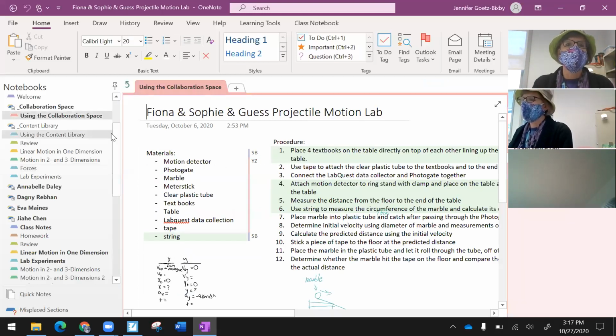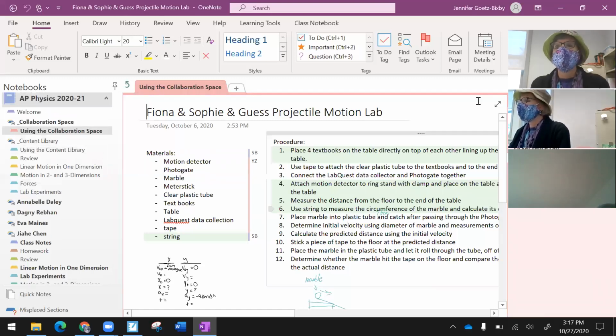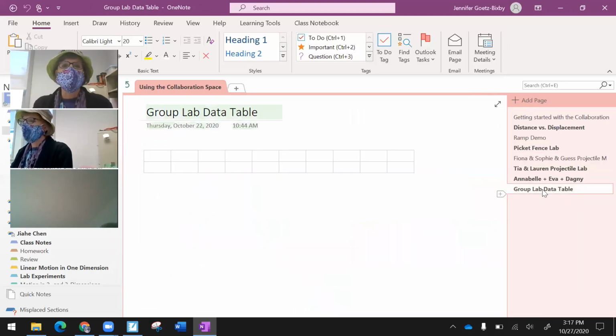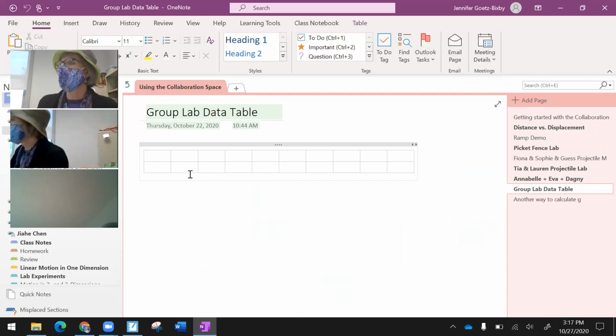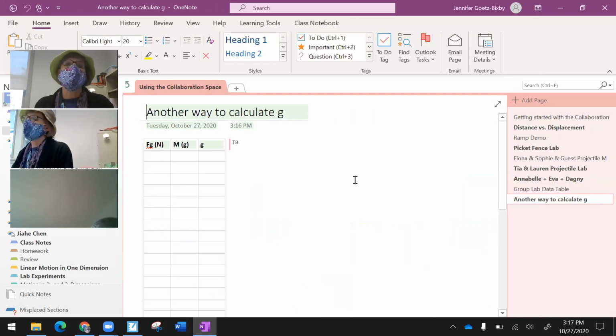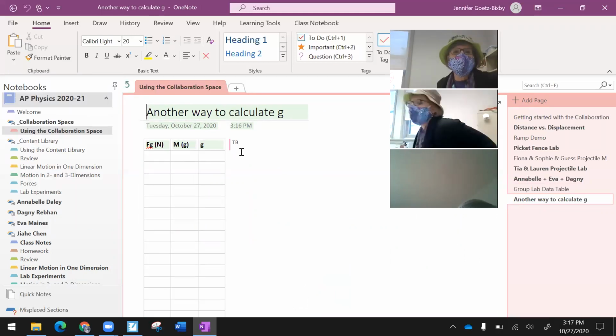Collaboration space. Group lab data table. Is that what it is? You can make your own and then put it in there. I'm going to change this data table. Oh wait, no, maybe this is what I wanted. Excellent, perfect. I just didn't have that in there. Okay, so put your data in there. Take it yourself, put it in.